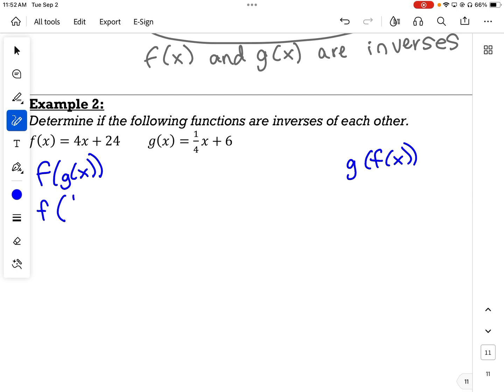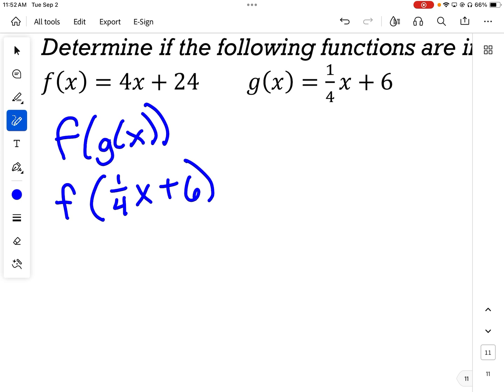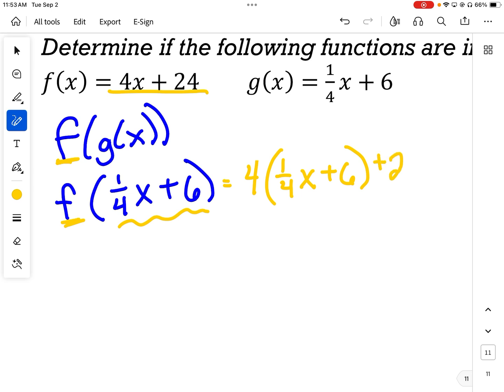So f of the g function, which is 1/4 x plus 6. Since it has the f function first, we're going to start the equation with the f function. So 4x plus 24. But x is the 1/4 x plus 6. And then I've got to go ahead and write plus 24.